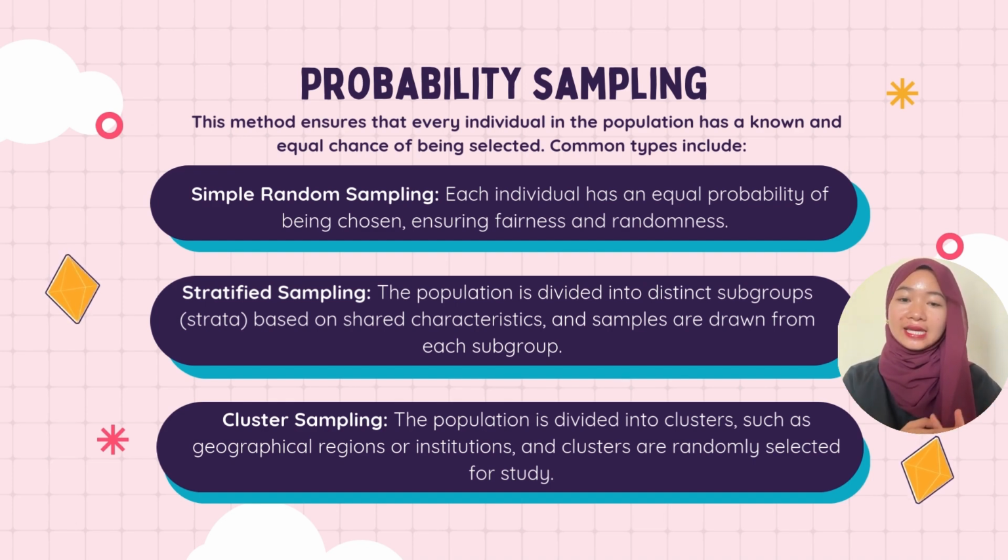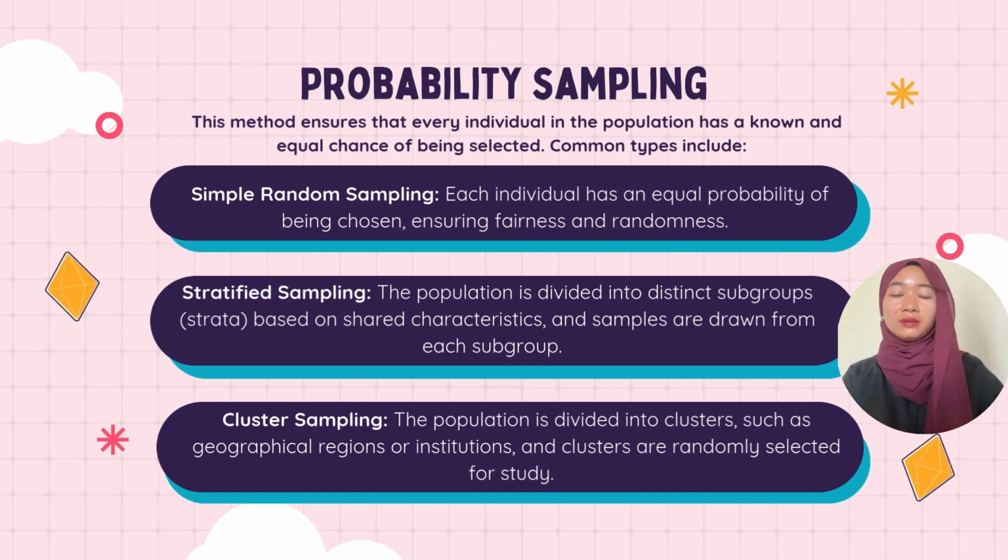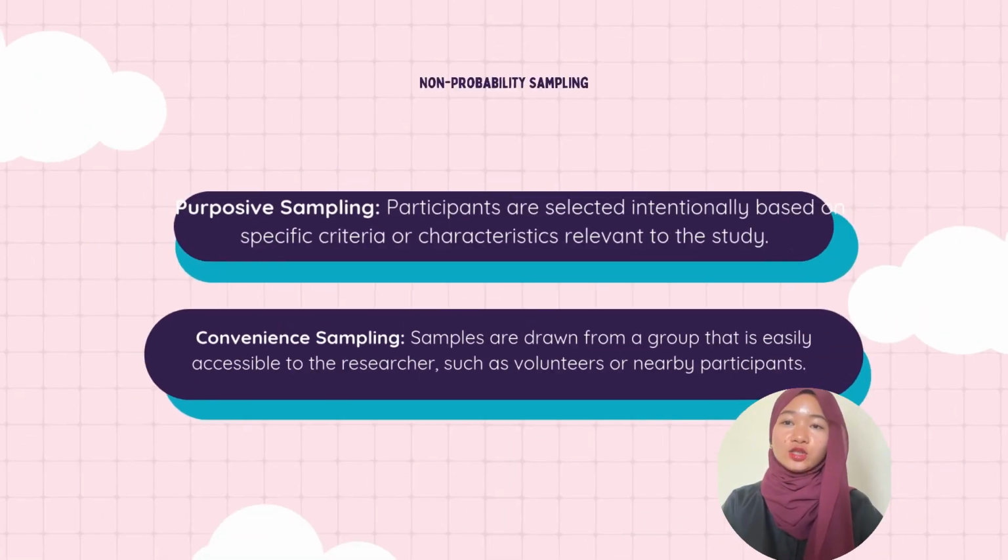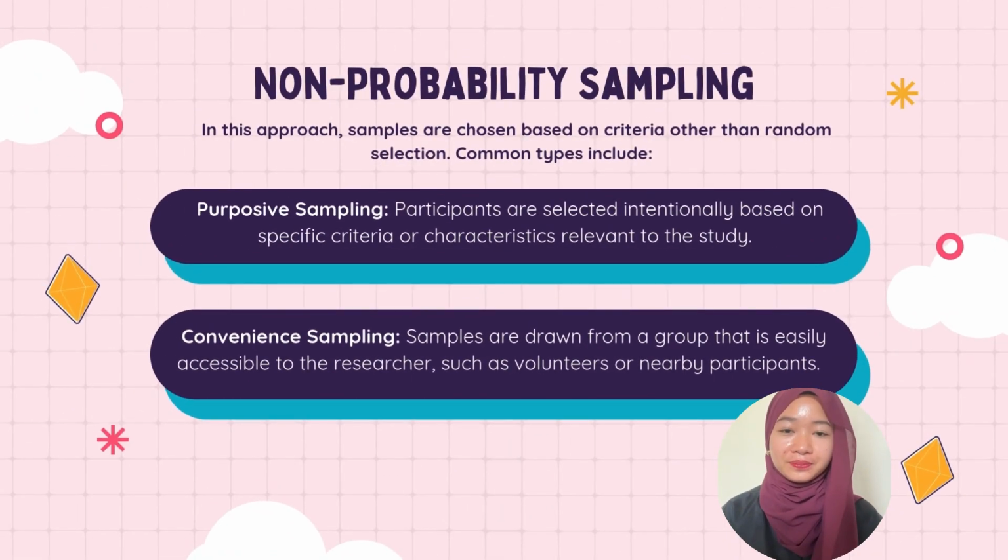And then the second is stratified sampling. The population is divided into subgroups such as age or gender, and samples are taken from each subgroup. So this ensures all groups are represented in the study. The next is cluster sampling, which divides the population into clusters such as neighborhoods or schools, and then selects clusters randomly for study. And then next, we have non-probability sampling.